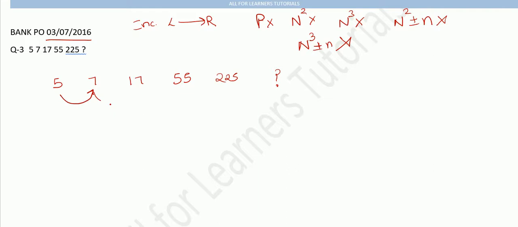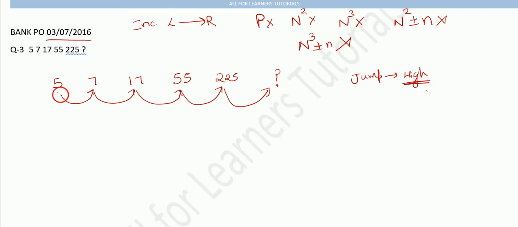Left to right you have to move. Then just check the jumps. Jumps are high, just check it. 5, 7, difference is 2. 7, 17, are you getting anything? The difference first comes 2, then immediately it comes the difference of 10, and here it is too high. Right? So the jump is high. So what will we check? We will check the multiplication factor here.